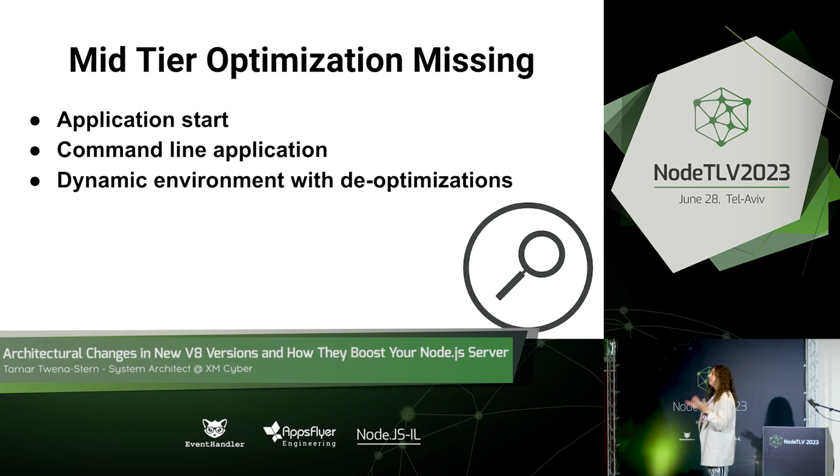There are several scenarios where V8 had a weak spot. The first scenario is application start. We have command line applications, and we have dynamic environments. In dynamic environments, where our code goes through the process of de-optimization multiple times, those scenarios were weak. And in those scenarios, Turbofan doesn't have a lot of time to get warmed up.